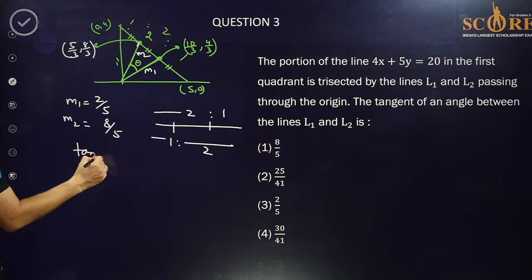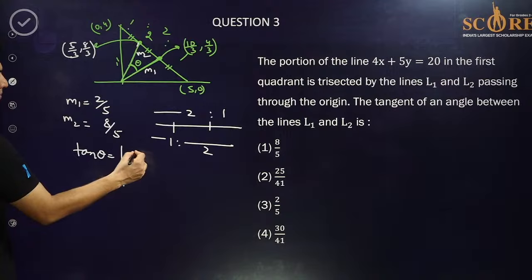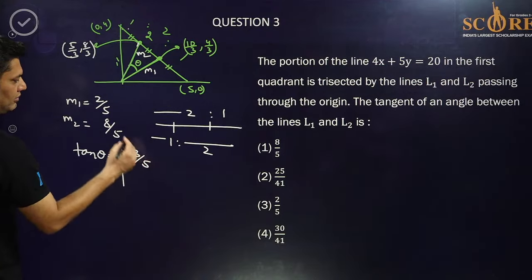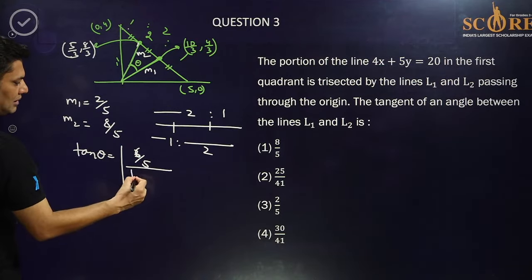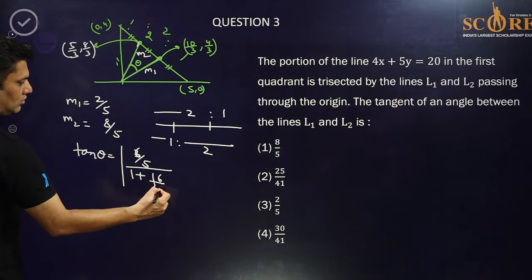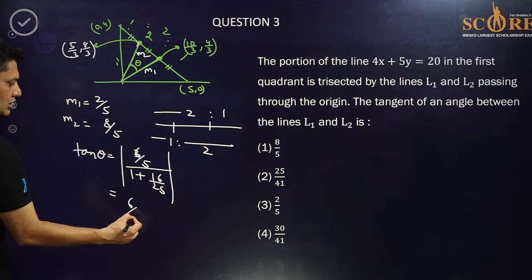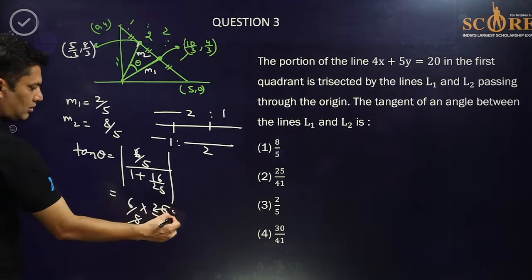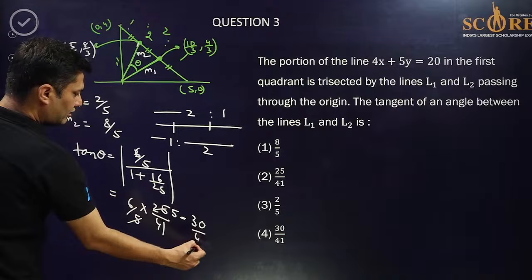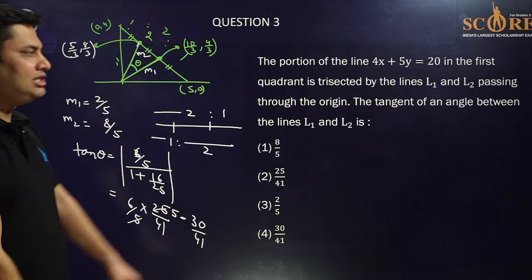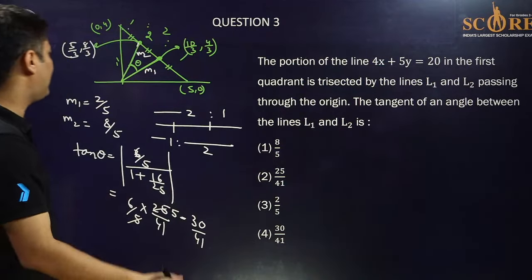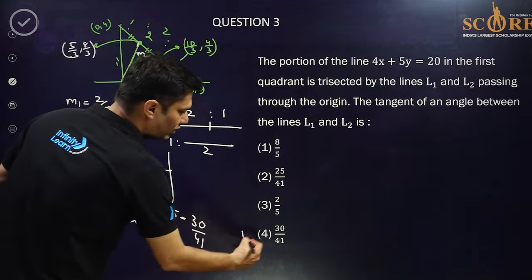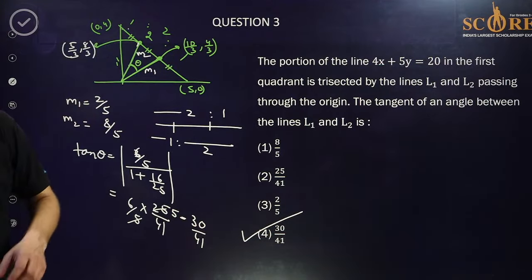So tan theta is equal to mod of M1 minus M2 upon 1 plus M1 M2, which is 6/5 upon 1 plus M1 M2. So it's 6/5 into 25/41. So it's 30/41. So tan theta, the tangent of the angle between them, is M1 minus M2 upon 1 plus M1 M2. 30/41 is the right answer.